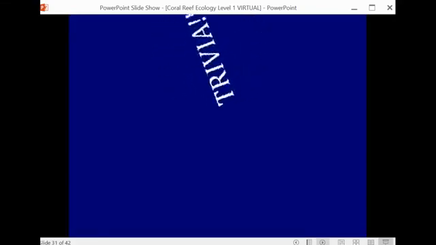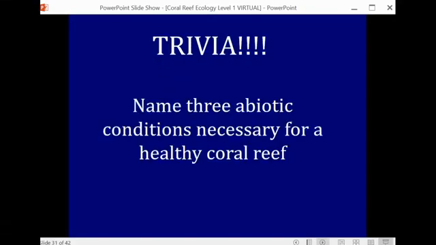So, trivia, here we go. I want you to name 3 abiotic conditions. Abiotic means environmental, non-living conditions that are necessary for a healthy coral reef. So the balanced biological community with the urchins, that was one, but then there was that whole other list of environmental conditions that corals need to survive. And really, one of the most common words on that list was stable, because our corals need a nice stable community or environment.